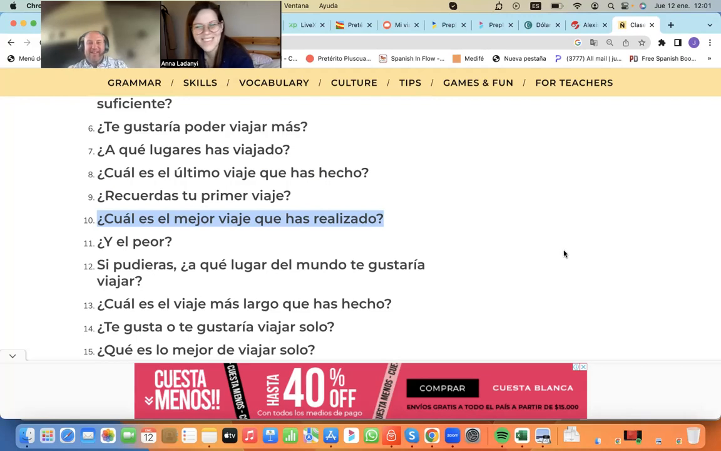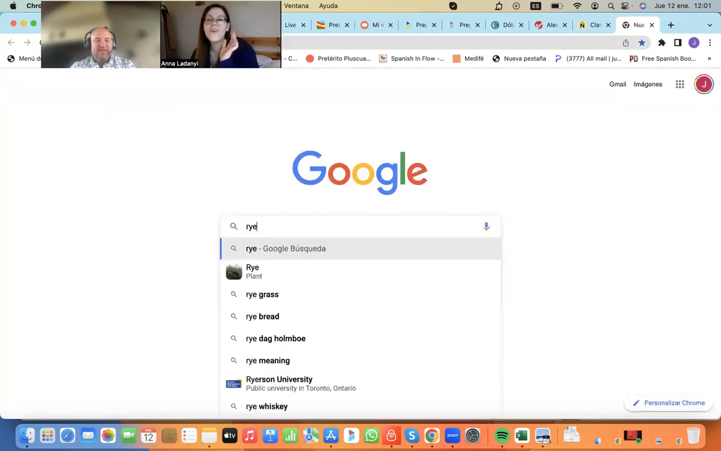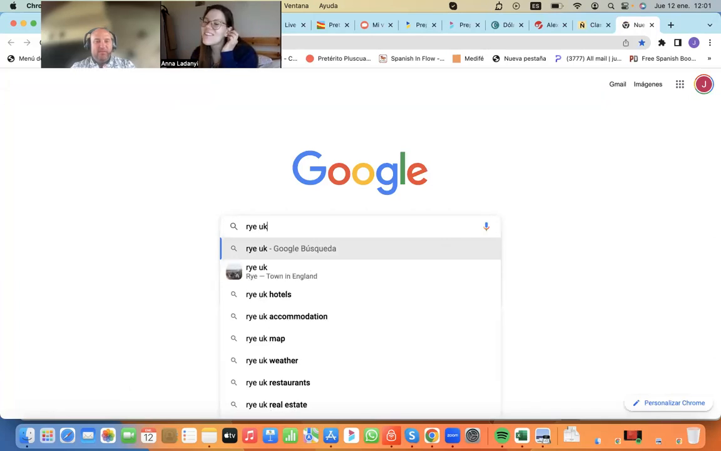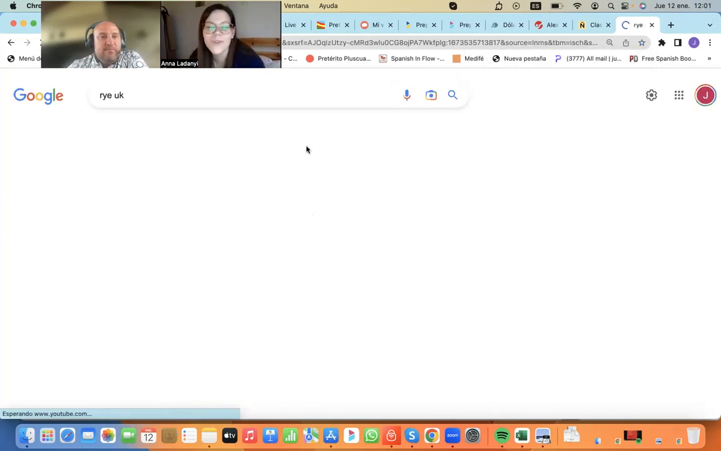Phantasmas. Okay, Rai. So Rai is old, and apparently it's really haunted. Rai, UK. It's gorgeous, so pretty. I went only for two days, but it was so pretty.